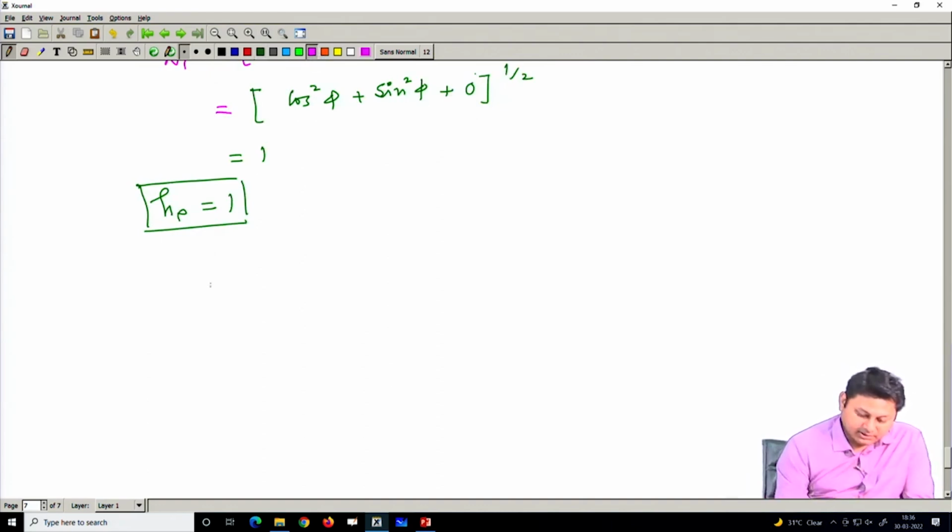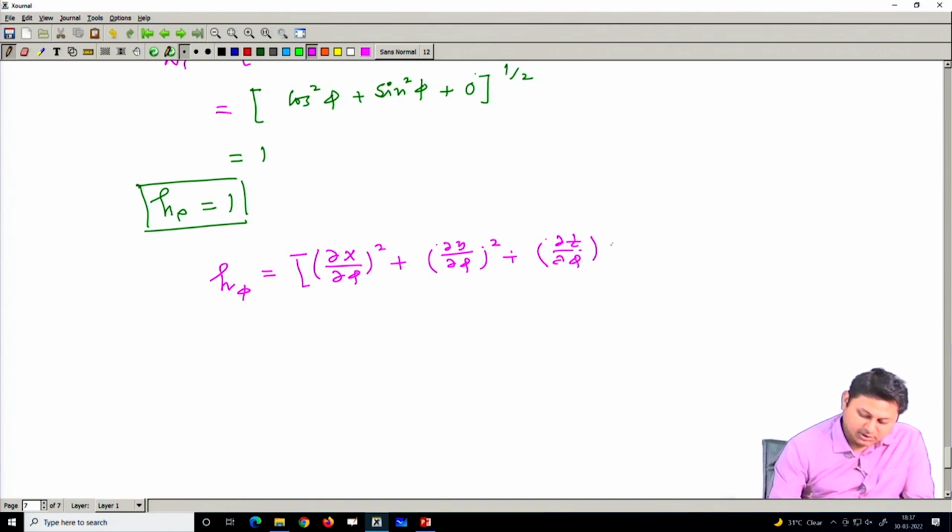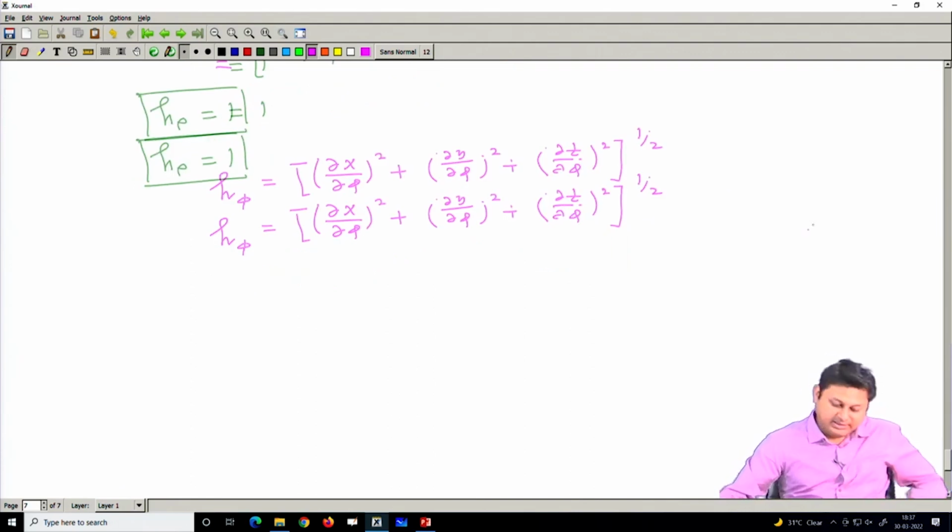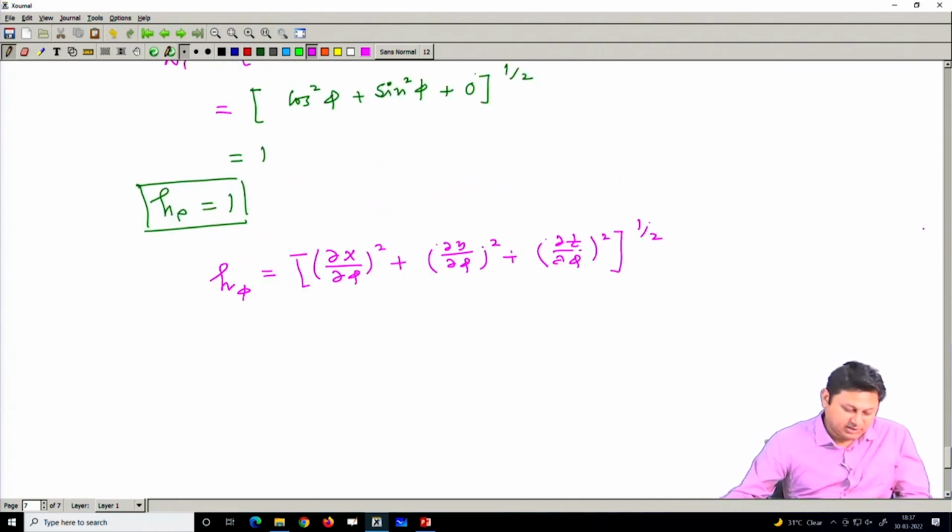what is h phi. h phi is simply the square of del x del phi, plus the square of del y del phi, plus del z. You just go with the recipe that is shown there, then whole to the power half. By doing this, let us check what we have.